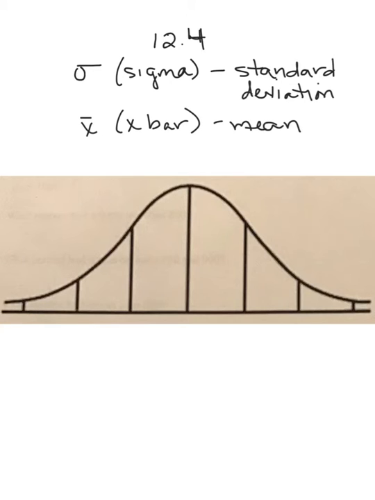In section 12.4, we look at what's called a normal distribution. Many of you have probably heard about bell curves. This is a very specific bell curve called a normal curve. Normal curves happen in many situations once you have a large enough sample size.